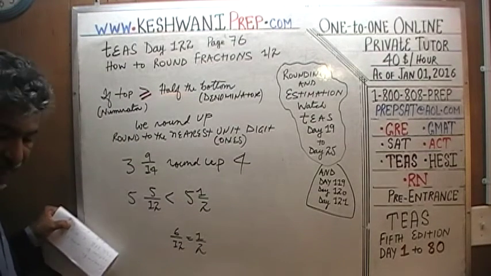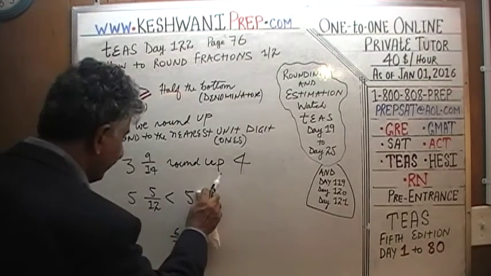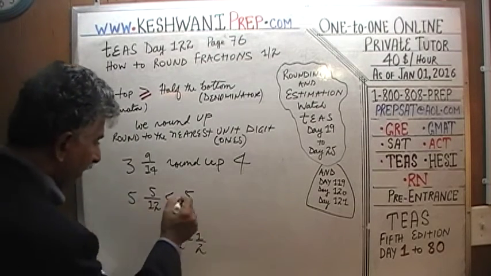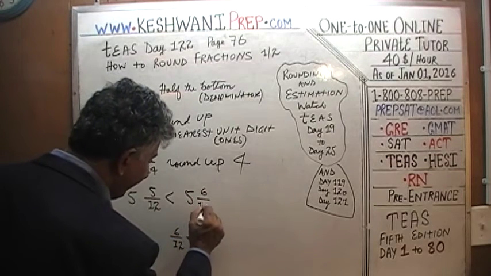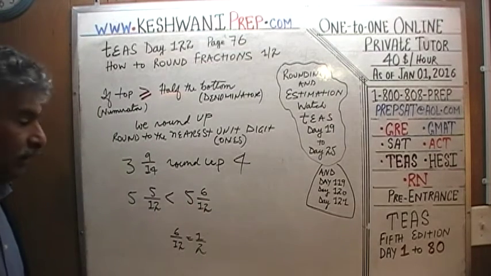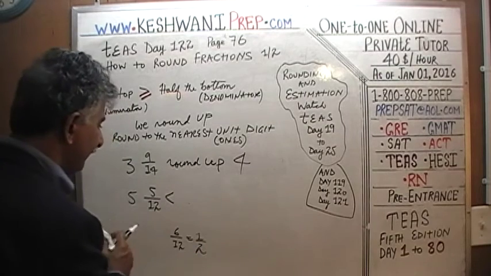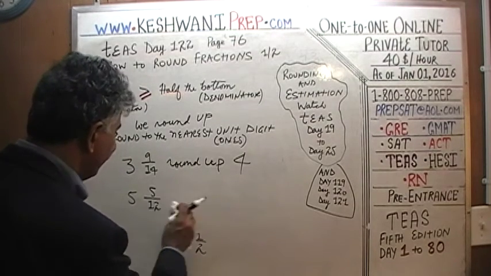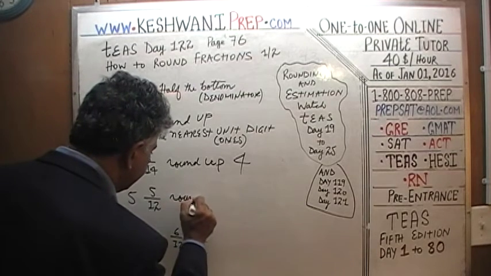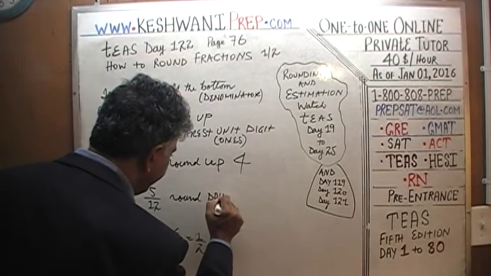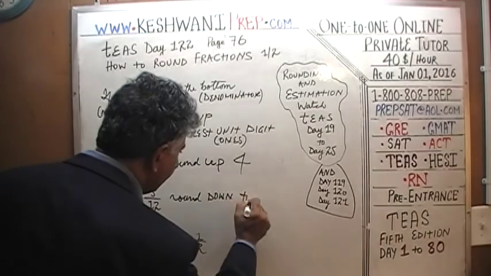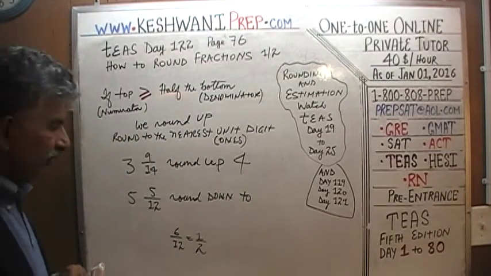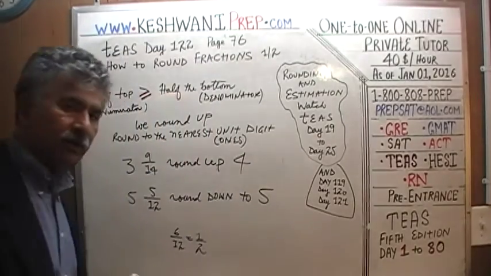Since it's less than 5.5, or if you want to be more precise and express everything in twelfths, 5 and 5/12 obviously is less than 5 and 6/12. And since it's less than half, we're going to round it down. The nearest unit digit to 5 and 5/12 is 5. It's going to be rounded down.